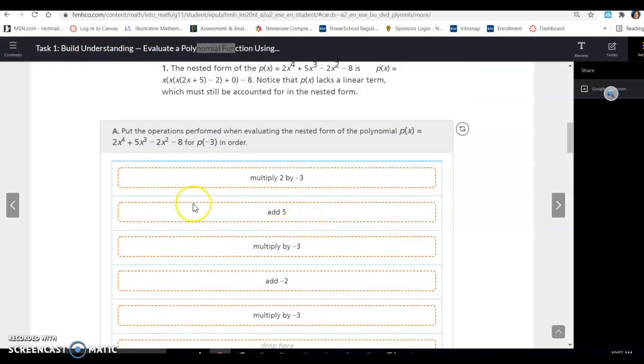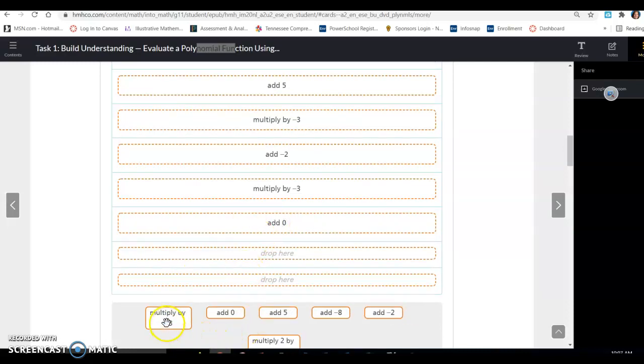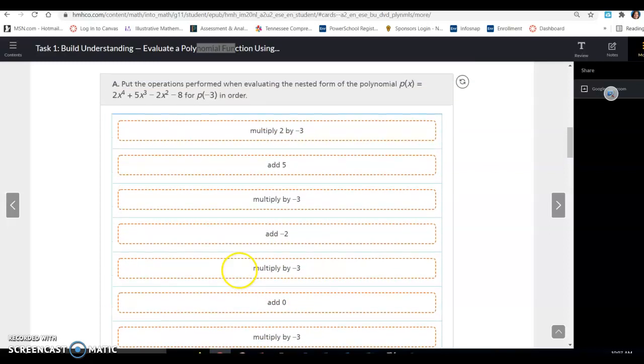All right. And the reason I'm multiplying by -3 every other time is because I'm evaluating for p of -3. So after I do that, -2. After -2, there's no linear term, so that means I'm going to add 0. And then I'm going to multiply by -3 again. And then the last thing is add -8.